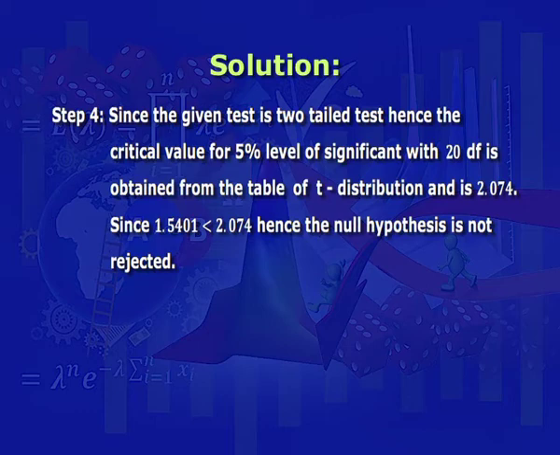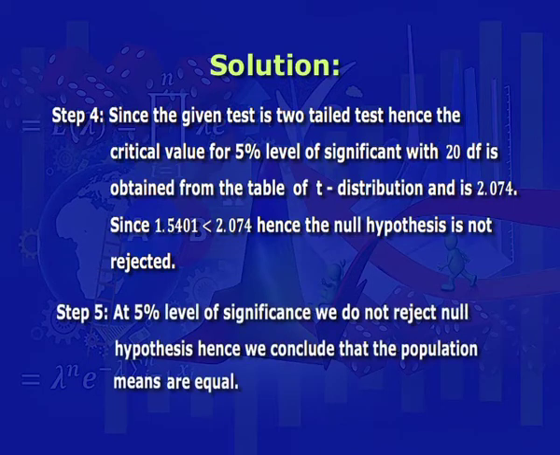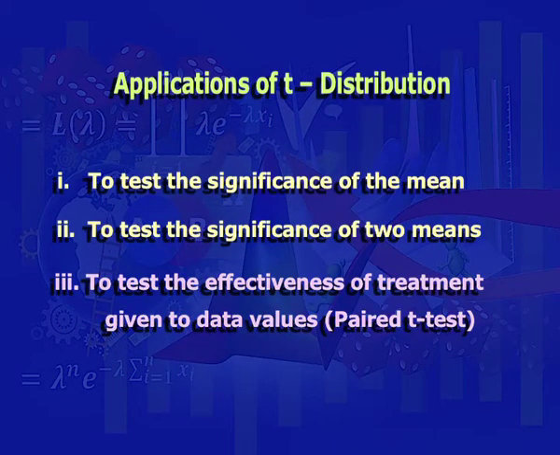Since the given test is two-tailed test, hence the critical value for 5% level of significance with 20 degrees of freedom is obtained from the table of t distribution and is 2.074. Since 1.5401 is less than 2.074, hence the null hypothesis is not rejected. Step 5. At 5% level of significance, we do not reject null hypothesis, hence we conclude that the population means are equal.